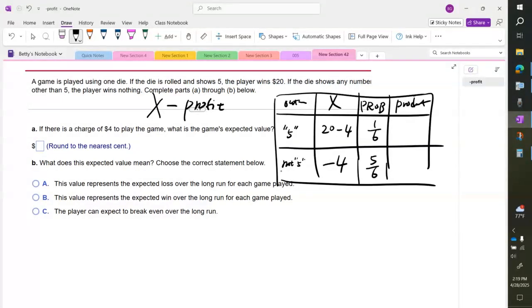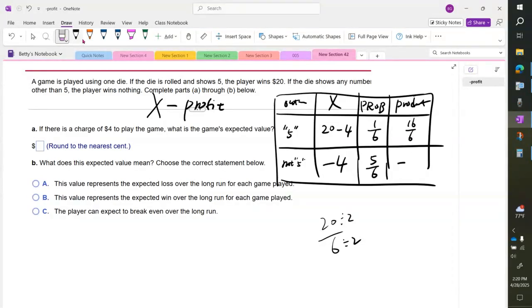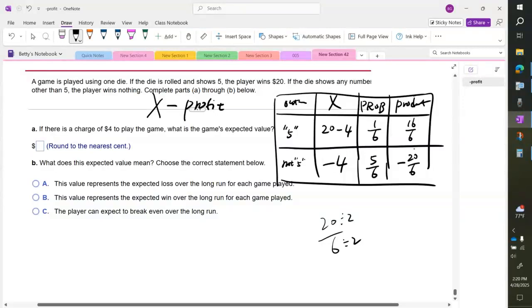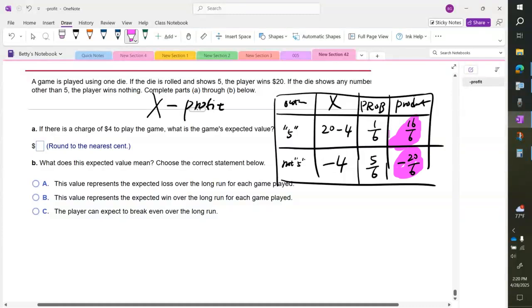Products: 20 minus 4 is 16. 16 times 1/6 is 16/6. Second row, -4 times 5/6 is -20/6, because 4 times 5 is 20. I'm not going to reduce it, I'm going to keep -20/6 here, okay? And now we're going to add the two products together to get the expected value.